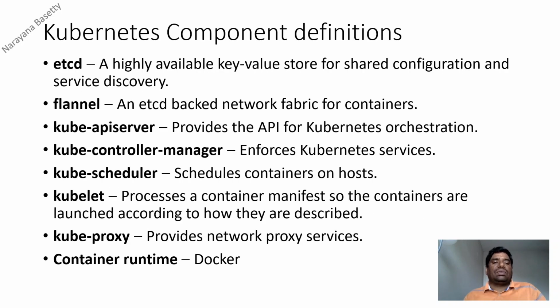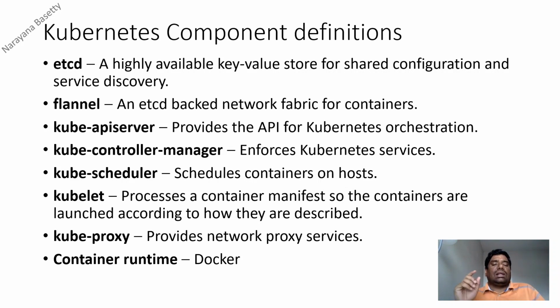So here is a brief note I have given on Kubernetes component definitions. etcd is a highly available key value store for shared configuration and service discovery. That means this particular service holds key value information which can be shared across the whole Kubernetes platform, which you have seen, control plane, nodes, and so on, right? And Flannel. Flannel is an etcd backend network fabric for containers.